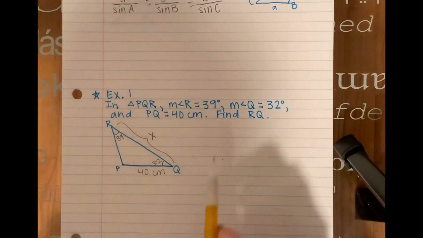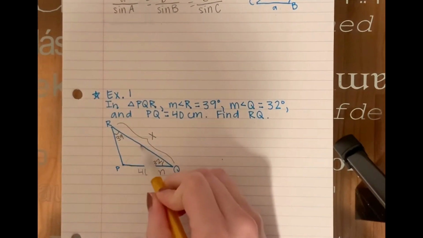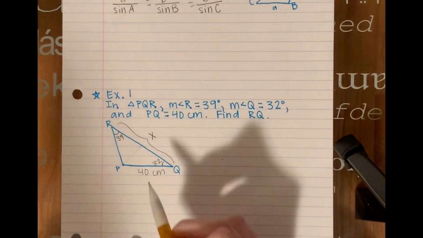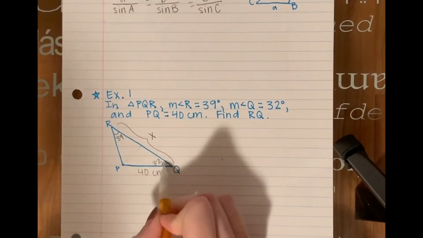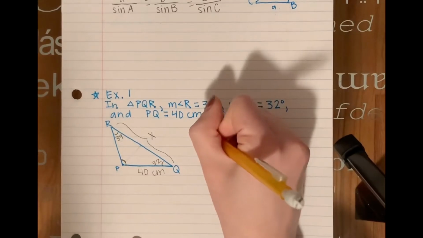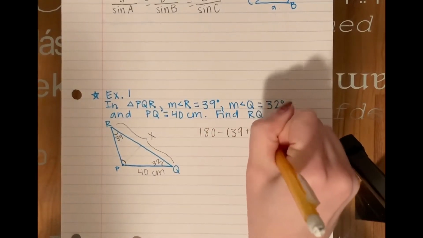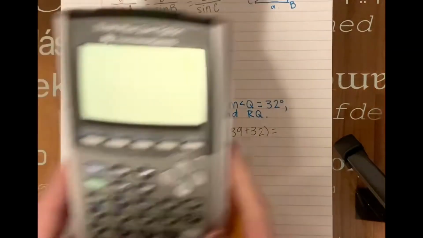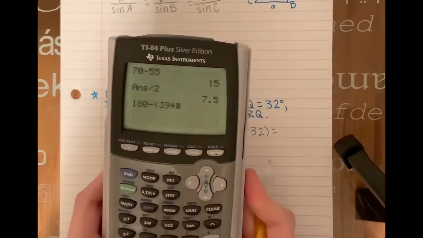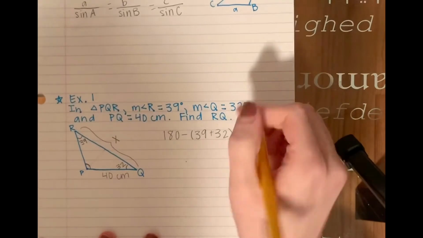All right. In order to find RQ, I need the pair, the angle and the side, in order to use my law of sines. If I know 39 and 32 are the other two angles in the triangle, I know this one has to add up to 180. So I would do 180 minus the other two, 39 plus 32. So 180 minus 39 plus 32 is going to be 109. So that is my angle P.